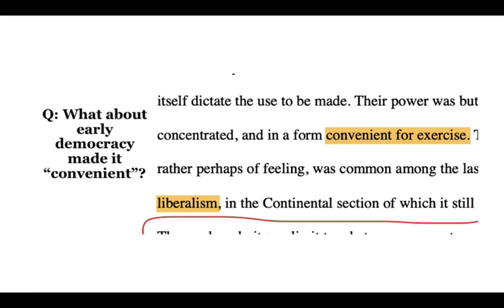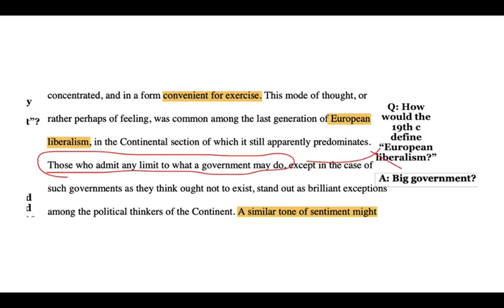All right, asking questions. This is, like I said, what I think is one of the most important things to do as you read. So there's a phrase here where it's talking about early democracy, and it says that they're trying to come up with a form of government that's convenient for exercise. I think convenience is a kind of interesting word to use for government, and so my question is, what about early democracy made it convenient? Maybe Mill will answer that question, maybe he won't, and that's a question that I'll think about outside this text. But that's one of my questions.